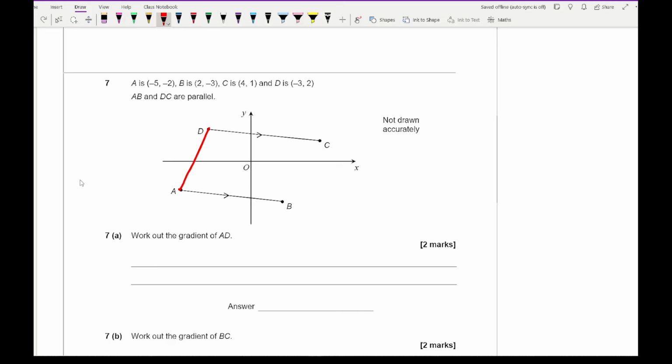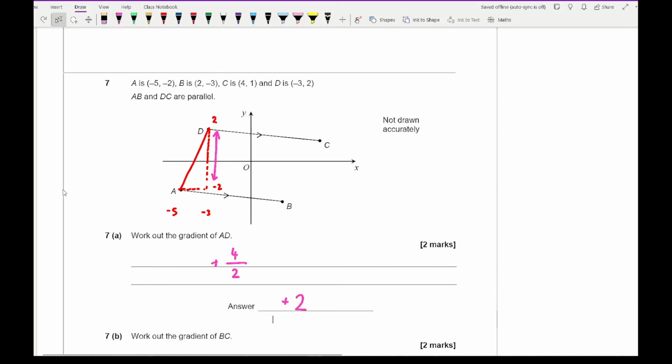So at A, if I turn that into a right angle triangle, like so, we know it's got to have positive gradient. So D is at minus 3, 2. So this is at 2 and this is at minus 3. And A is at minus 5 and at minus 2. So looking at that, we can see that the height of that triangle is 4. And the base of that triangle is the difference between minus 5 and minus 3, which is 2. And we've got positive gradient, so it's going to be a plus. So therefore, our gradient is going to be positive 2 or just 2.